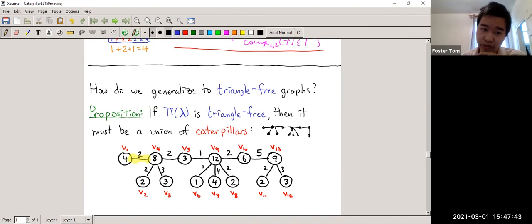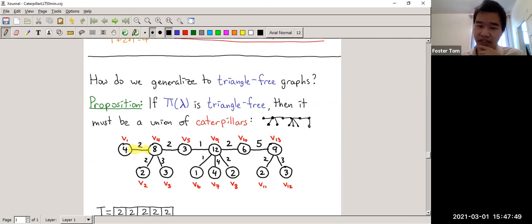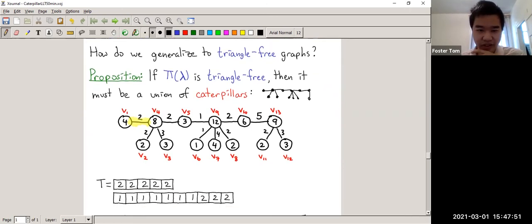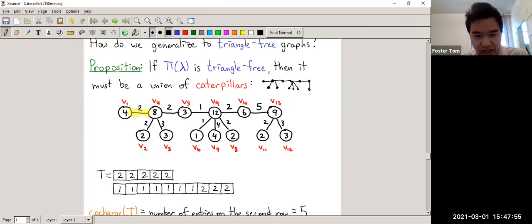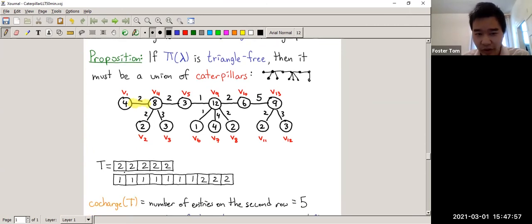But then another problem was, how exactly do I define cocharge sub 1,4? And I tried a few plausible sounding things, but then the following thing is what ended up happening. So back when I had just 1s and 2s, I said that the cocharge was the number of entries on the second row. So in this case, it would be 5.